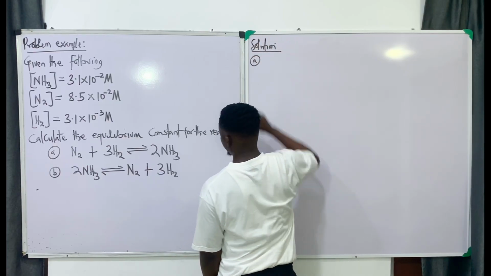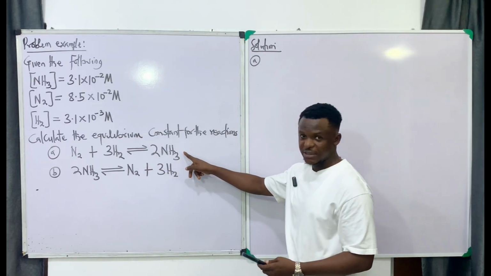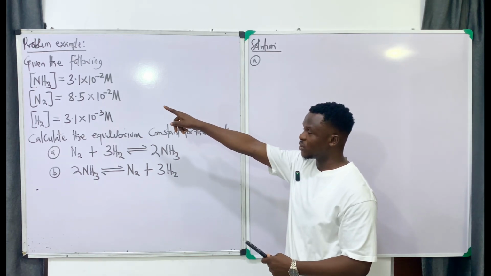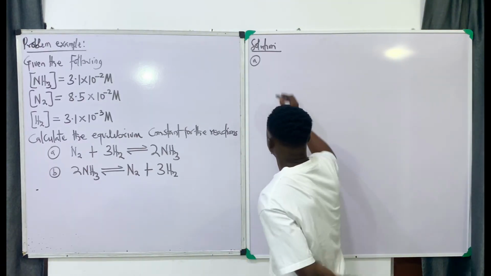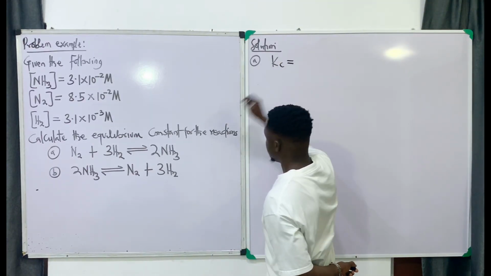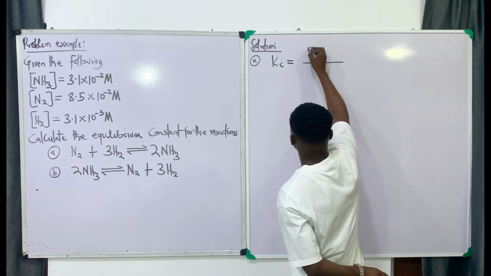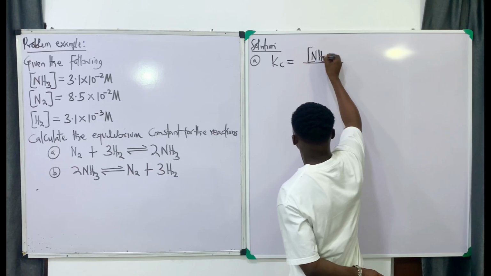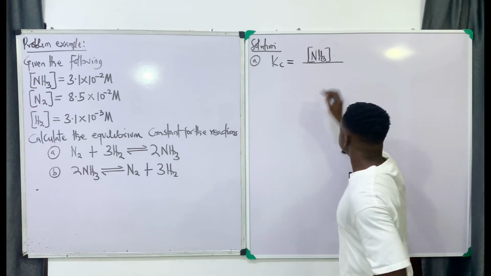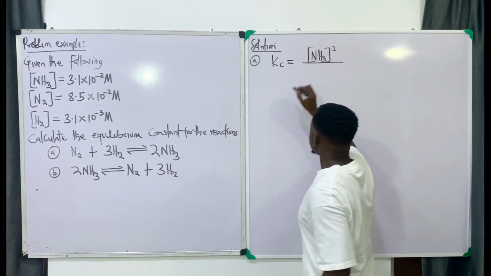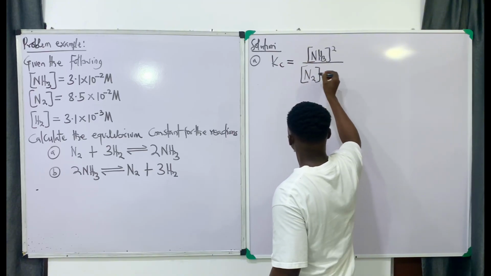For this first equation, I'll first write the equilibrium constant expression, so that I can insert those concentrations to get the answer. So this becomes Kc for the first reaction. This is the concentration of the products. The product in this case is ammonia, raised to the power of its coefficient, which is 2, all over the concentration of N2 raised to the power of 1.